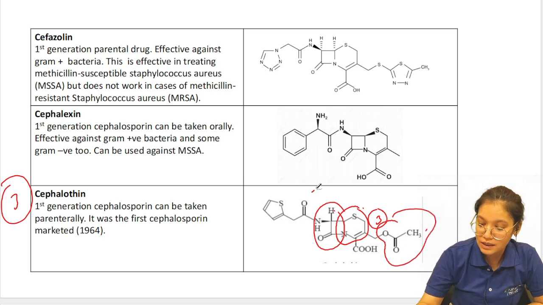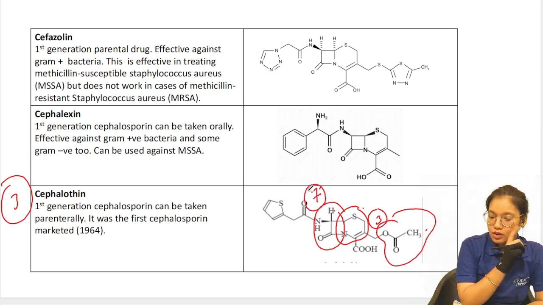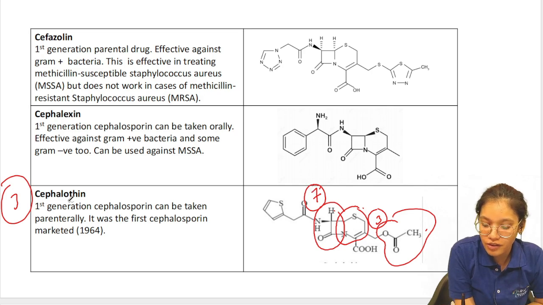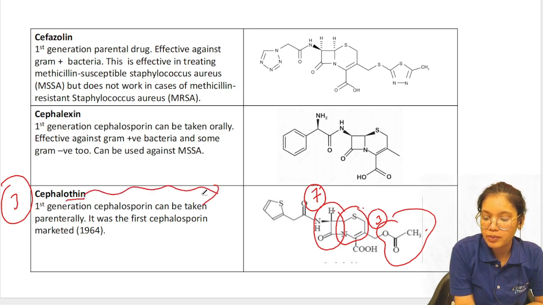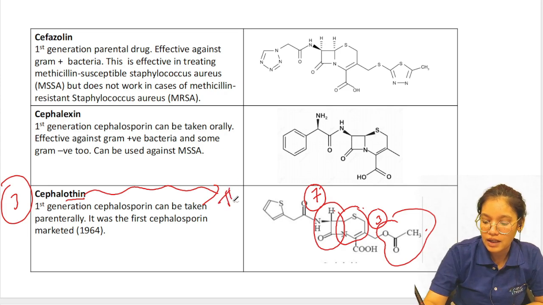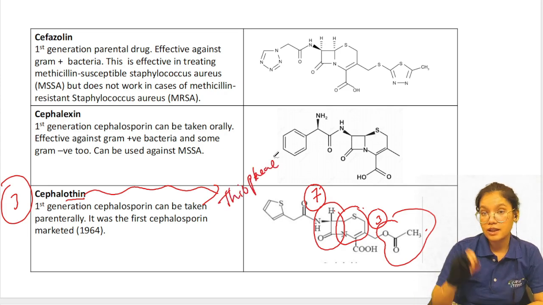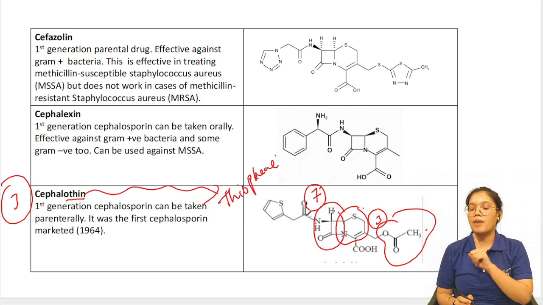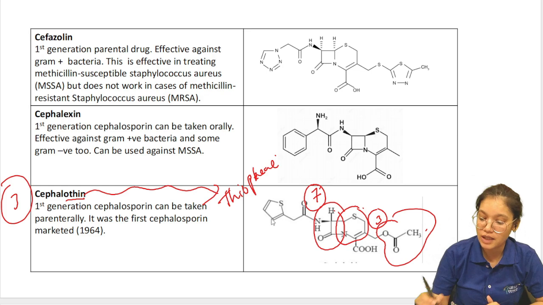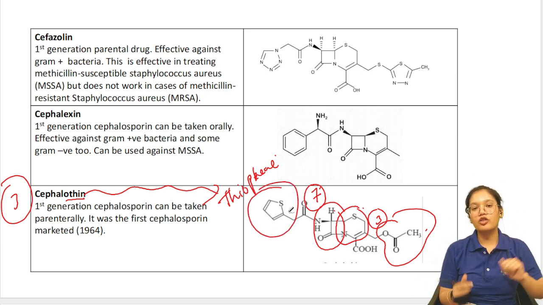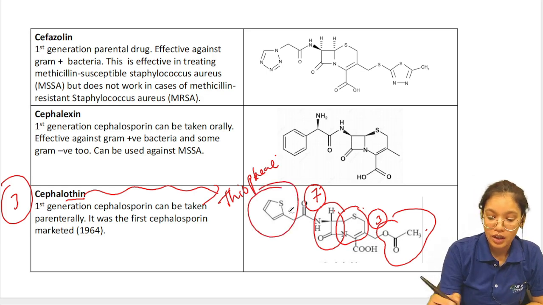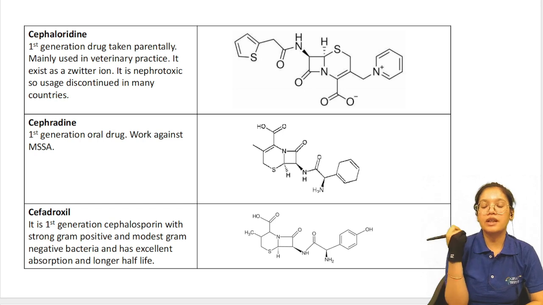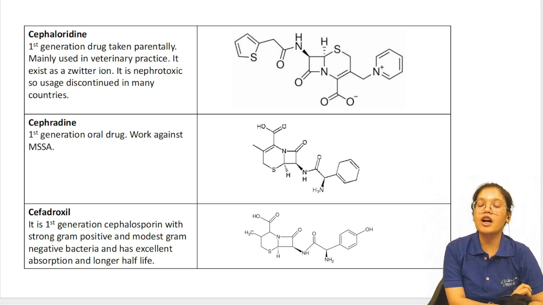Okay, at seventh position, now starting from its name, cephalothin. From thin, we can remember that it has a thiophene ring in its structure. So here at seventh position, there is an amide group, and that amide group is attached with a side chain that is a thiophene ring.